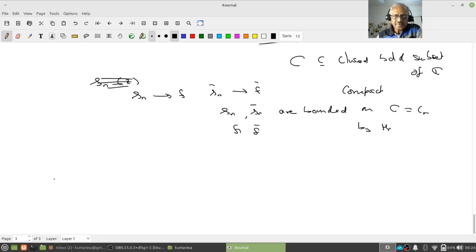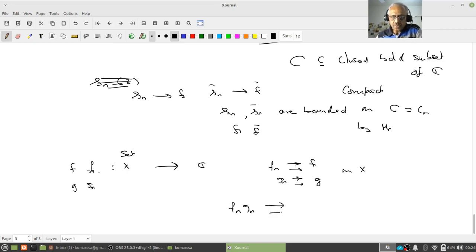Okay, come back. Now, the next thing is, suppose f_n and g_n are functions from X to C. This is just a set, and f, g, f_n and g_n are all function sequences, and assume f_n converges to f uniformly, g_n converges to g uniformly on X. Can I conclude f_n g_n converges uniformly to fg on X? Not in general.